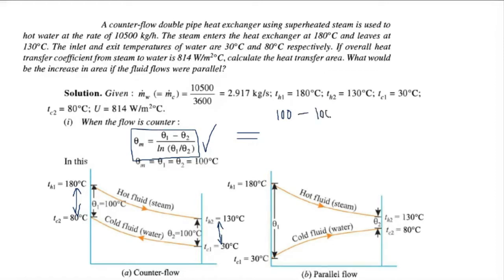So here we are getting that theta 1 and theta 2, both the values are the same. So if we go to find out this theta m value, we are getting 100 minus 100 divided by ln 100 by 100, which is ln 1. Now what do we get on the numerator side? 100 minus 100 is equal to 0. And ln of 100 by 100 is ln 1, which is 0. So we get 0 over ln 0.